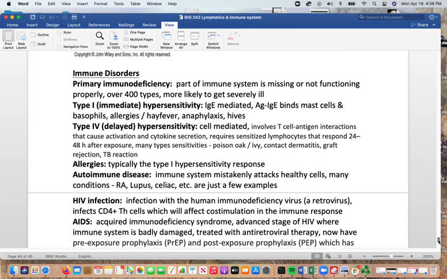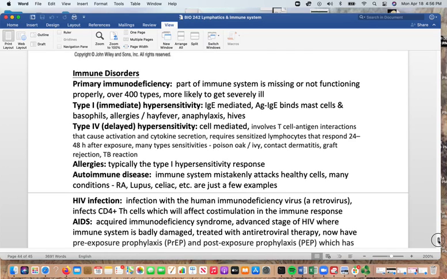Type 4 delayed type hypersensitivity is cell mediated. So you have the T cell antigen interactions that cause activation and cytokine secretion. It requires being sensitized, so that would respond 24 to 48 hours after exposure. There's a lot of these, again, poison oak or ivy, contact dermatitis, graft rejection. The TB reaction when you get a TB test is actually looking for this. So allergies typically refer to that type 1 hypersensitivity response.